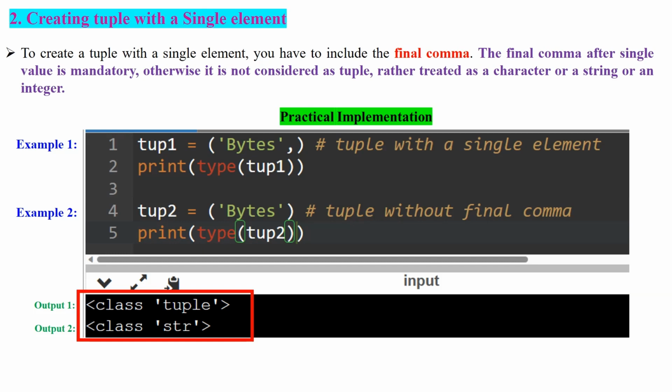Example 2. In this example, tup2 is assigned the string bytes without the trailing comma. Without the comma, Python interprets it as a string rather than a tuple. Therefore, when type of tup2 is executed, it returns class str, indicating that tup2 is of type string.